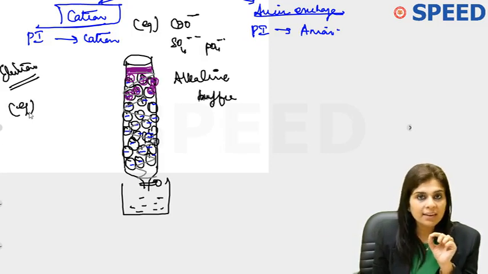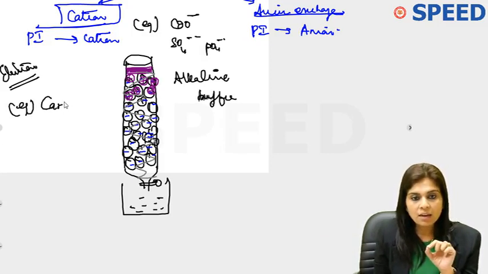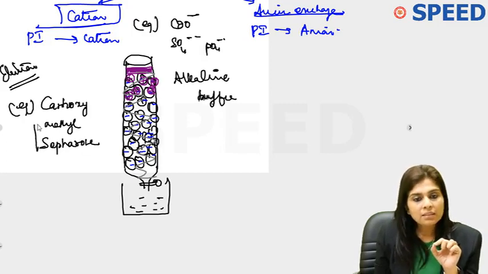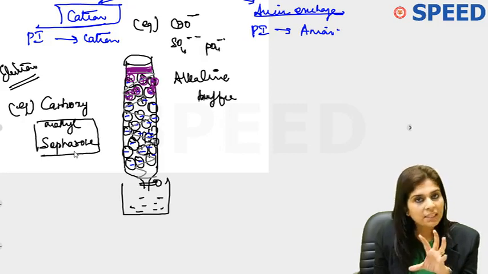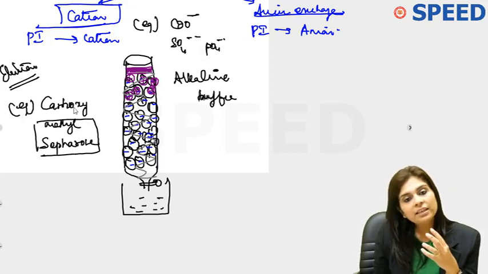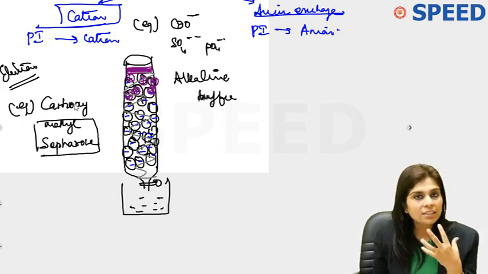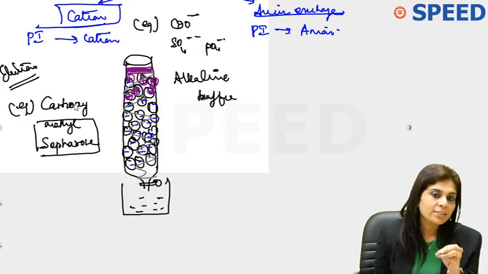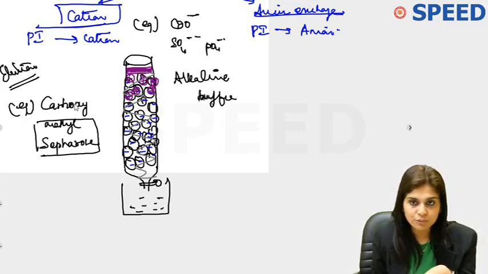An example for cation exchange column is carboxy methyl saccharose. What does it mean? Methyl saccharose tells you about the bead. Beads are made up of methyl saccharose. Carboxy methyl saccharose tells you that the bead is attached to carboxyl group, negatively charged group. Okay, so C for C. Example for cation exchange is carboxy methyl saccharose.